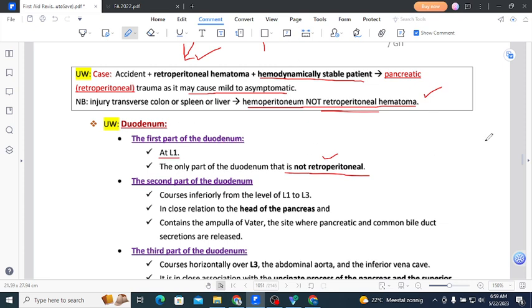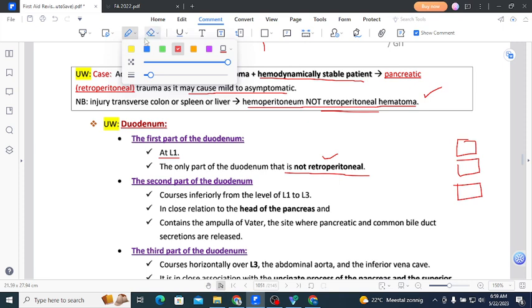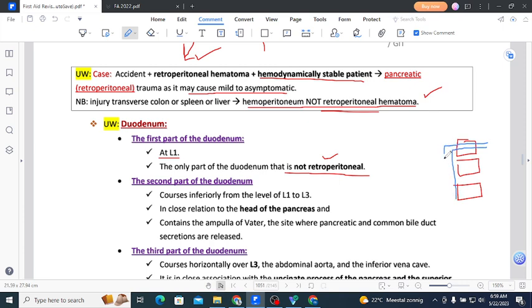So suppose there is vertebra L1, then we have L2, and then we have L3. So the duodenum moves something like that. The first part moves like this over L1. Then the second part is the descending part, so it moves parallel from L1 to L3. Then the third part moves over L3, and then the fourth part is ascending upwards.